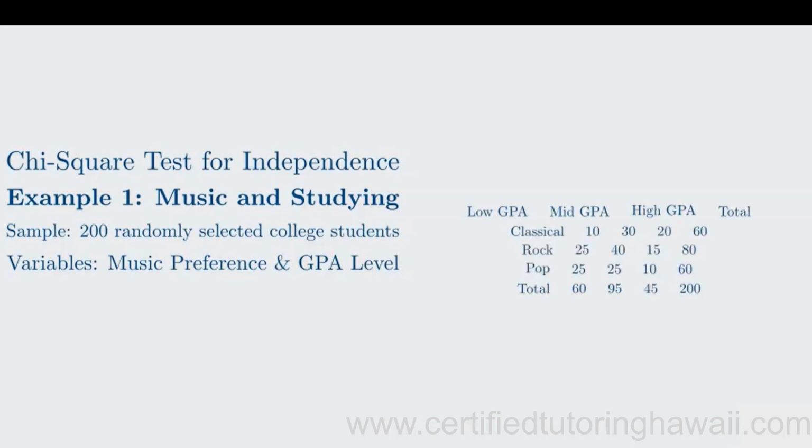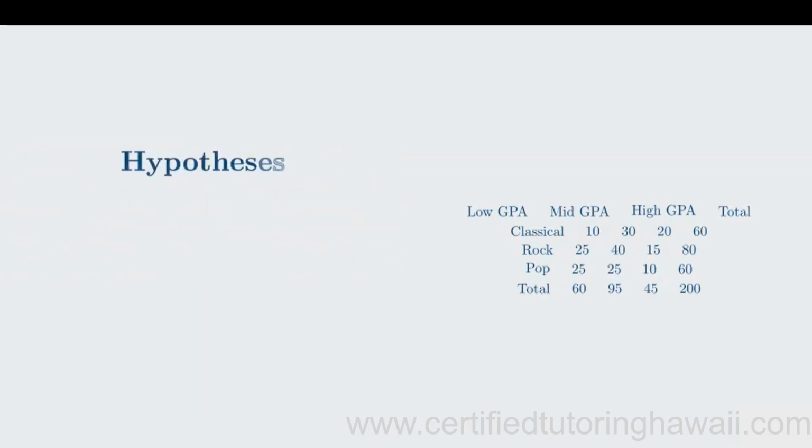Let's look at the data table of observed counts. Take a look at the observed counts. Before we calculate anything, notice that it looks like classical listeners might have more high GPA counts relative to their group size, compared to pop listeners. But is this difference statistically significant, or just due to random sampling variability? Our first task is to state the hypotheses. The null hypothesis, H0, is that there is no association between music preference and GPA level in the population of college students.